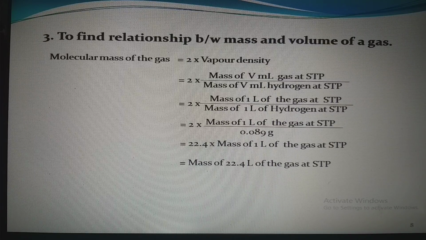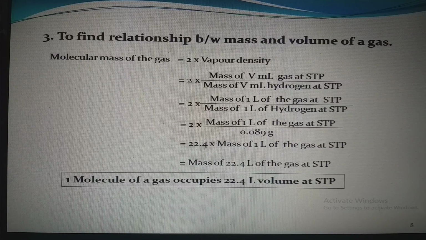22.4 into mass of 1 liter of gas at STP. Or we can write molecular mass of the gas is equal to mass of 22.4 liters of the gas at STP. From this, we can say that one mole of a gas occupies 22.4 liters volume at STP. So, through this, Avogadro was successful in establishing a relationship between the volume and the mass of the gas.